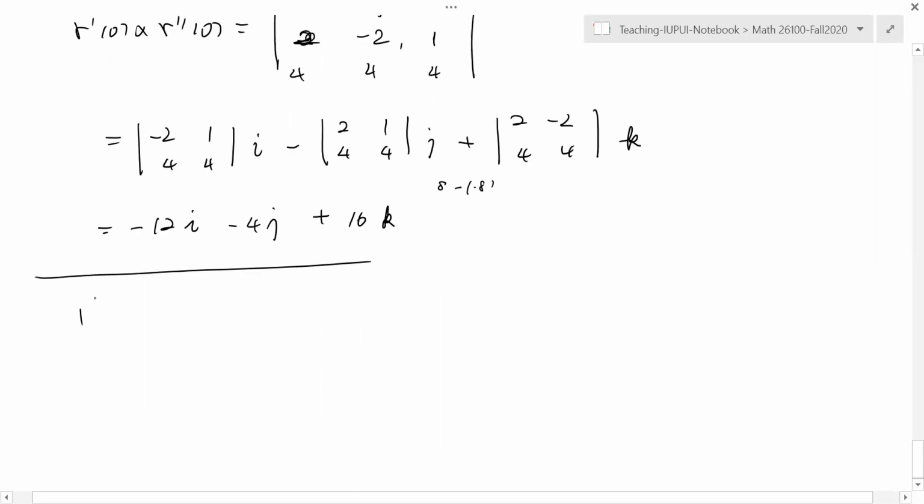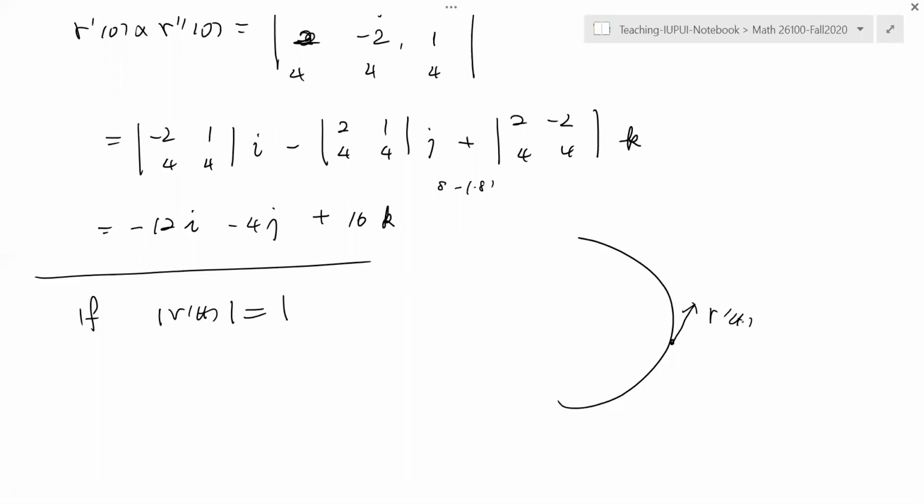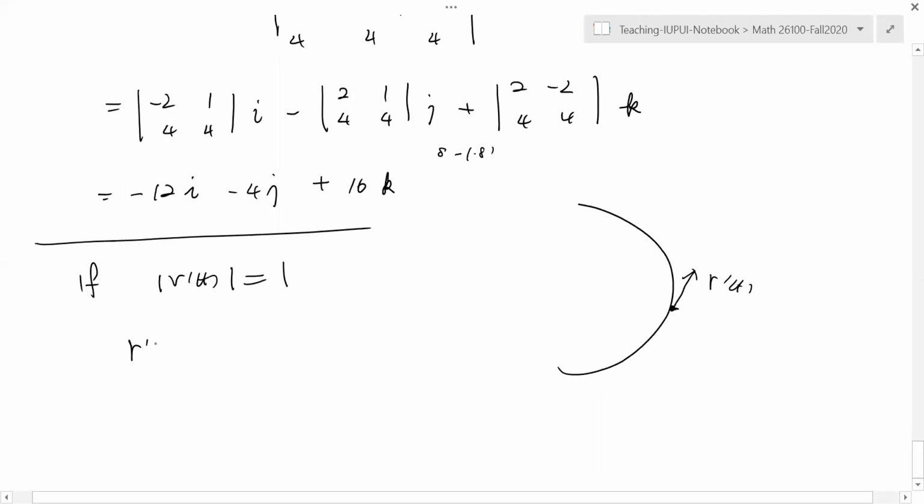So if the length of r prime t is always equal to 1, this is a curve. Let me show you. This is a special vector equation, and the tangent vector has unit length. Then you will see that the dot product is going to be 1, right?